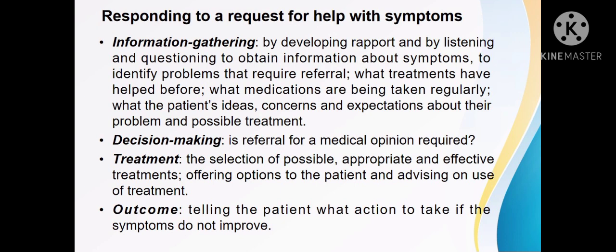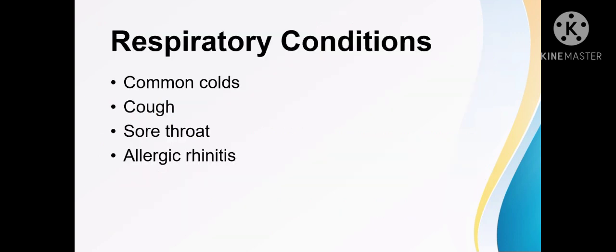After gathering the important information, decision-making follows. In this part, the pharmacist could either recommend an OTC medicine or refer the patient if a medical opinion is required. The next thing to do is selection of the possible, appropriate and effective treatments as well as offering options to the patient and advising on use of treatment. To ensure a positive outcome, the pharmacist should tell the patient what action to take if the symptoms do not improve. Let's go now to the different symptoms commonly encountered in community pharmacy.